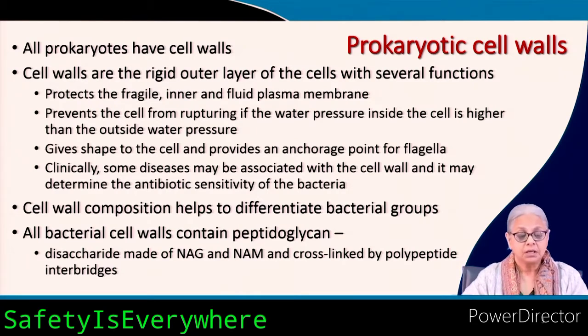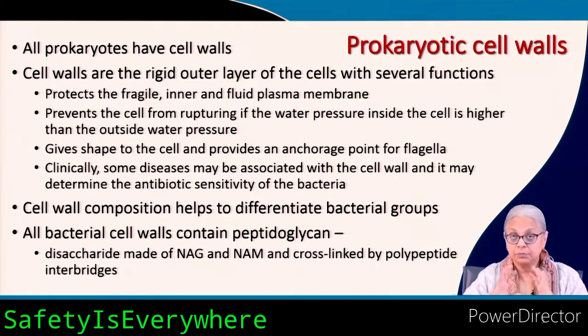The second is to maintain the water pressure at the level that is required for the cell to function. So it prevents the cell from rupturing if the water pressure inside the cell becomes higher than the outside pressure. So that equilibrium is maintained by the cell wall. As I said, the cell wall itself is a rigid membrane. Unlike the plasma membrane, it gives shape to the cell, and it provides an anchorage point for the flagella.